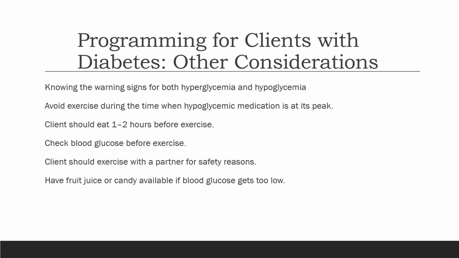Know the warning signs of hypoglycemia and hyperglycemia, and we'll talk about those in Table 2011 here in just a moment. Avoid exercise during the time when hypoglycemic medication is working at its peak. Clients should eat 1 to 2 hours before exercise, perhaps eat a snack during exercise if duration is prolonged. Check blood glucose before exercise, and if blood glucose is less than 100 milligrams per deciliter, then the client should eat a snack. Clients should exercise with a partner for safety reasons, and always have fruit juice or candy available if blood glucose gets too low.